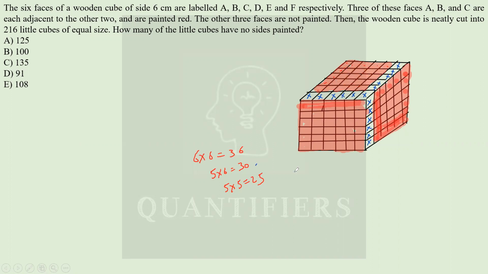Now students, so total how many cubes are painted? We can total them. So if we add all of them, we'll get 36 plus 30 plus 25, which comes out to be 91. So students, when I'm painting three faces, 91 cubes are painted. Now, what is the question? How many of the cubes have no sides painted? So students, total cubes are 216. And from 216, if I subtract 91, we'll have 125 cubes which will have no sides painted. So option 1 is the correct answer.